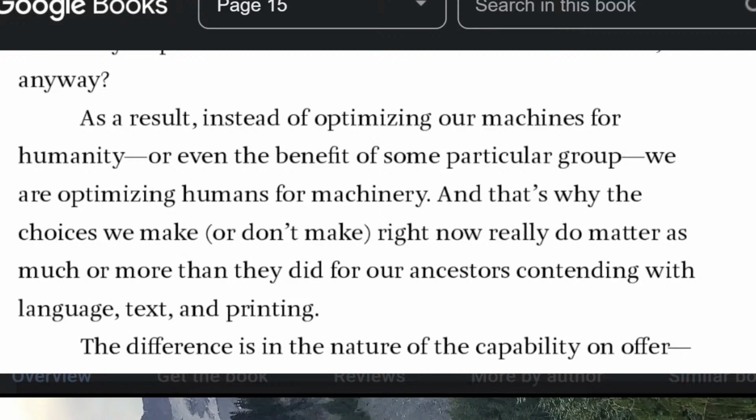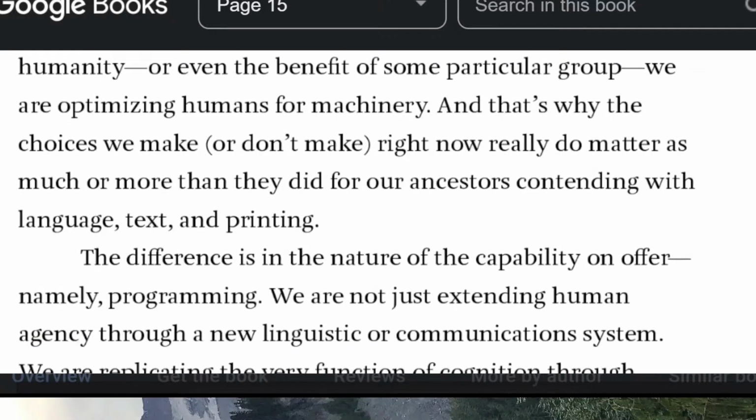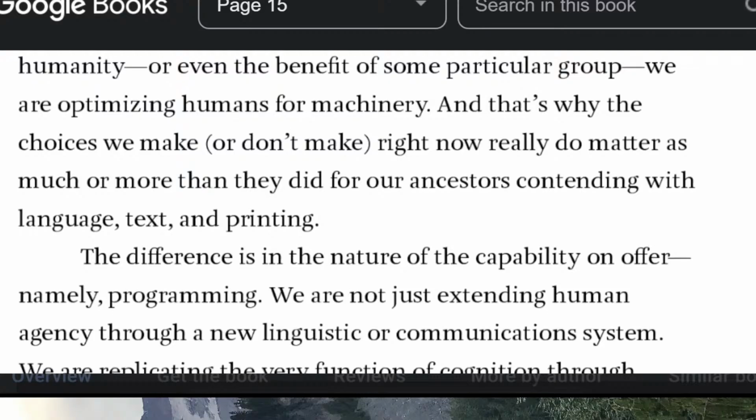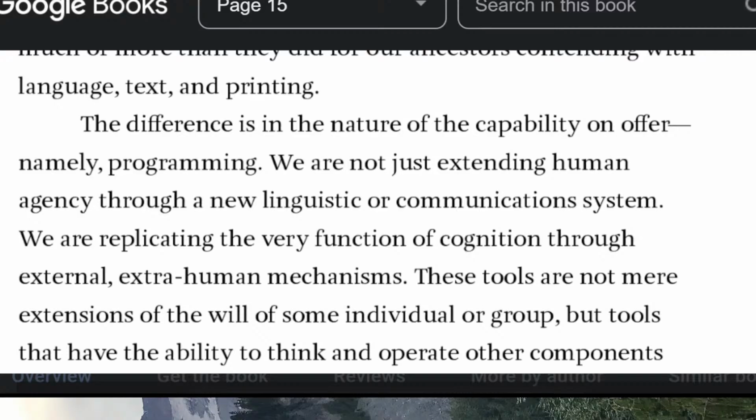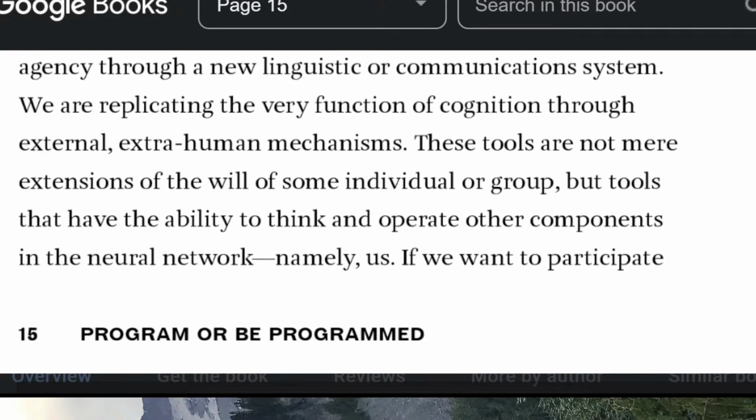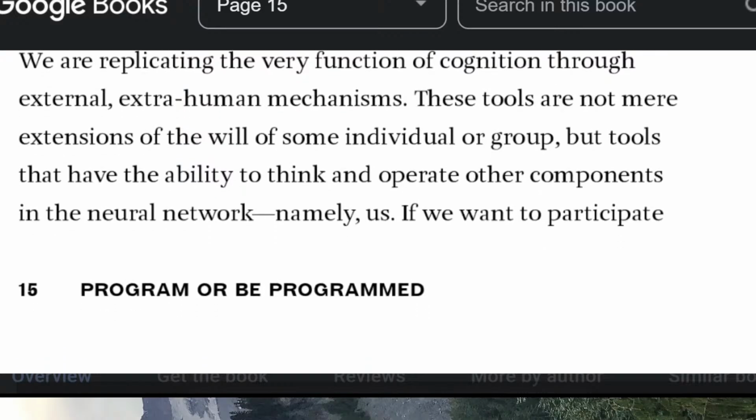As a result, instead of optimizing our machines for humanity, or even to the benefit of some particular group, we are optimizing humans for machinery, and that's why the choices we make or don't make right now really do matter as much or more than they did for our ancestors contending with language, text, and printing. The difference is in the nature of the capability on offer, namely programming. We are not just extending human agency through a new linguistic or communication system. We are replicating the very function of cognition through extra-human mechanisms. These tools are not mere extensions of the will of some individual or group, but tools that have the ability to think and operate other components in the neural network, namely us.